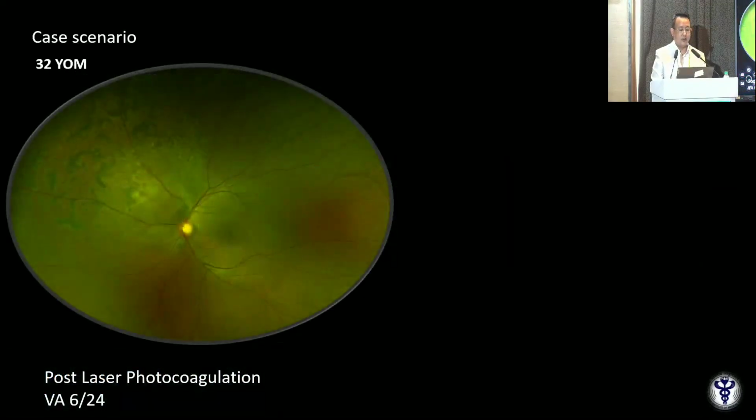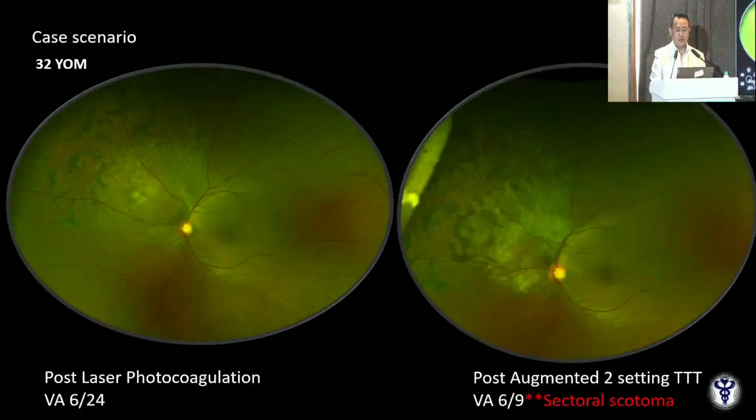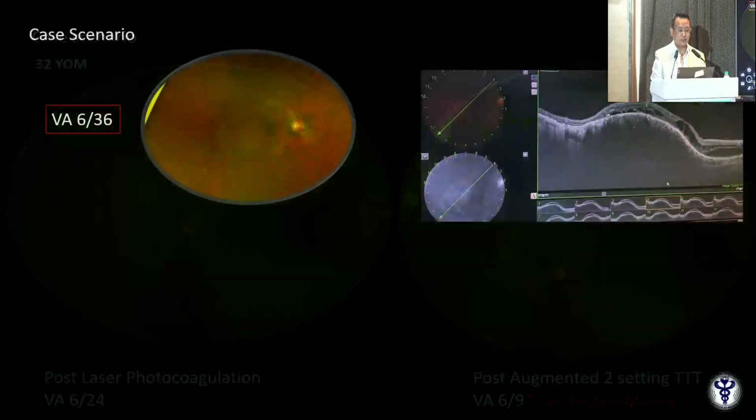Coming to the case scenario, a 32-year-old male was referred to us with a visual acuity of 6/24, and laser photocoagulation had already been done from outside. This is the post 2 sessions of TTT where visual acuity has improved to 6/9. But having said that, a sectoral scotoma was found in the patient's vision.